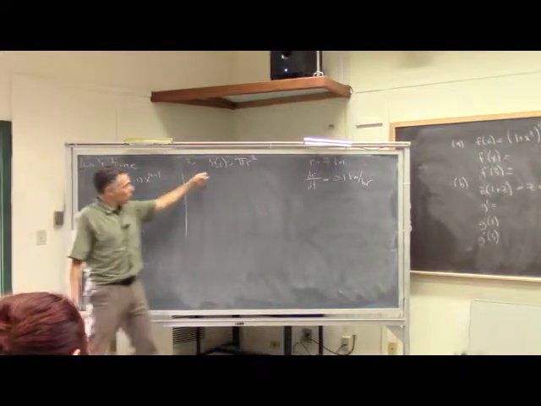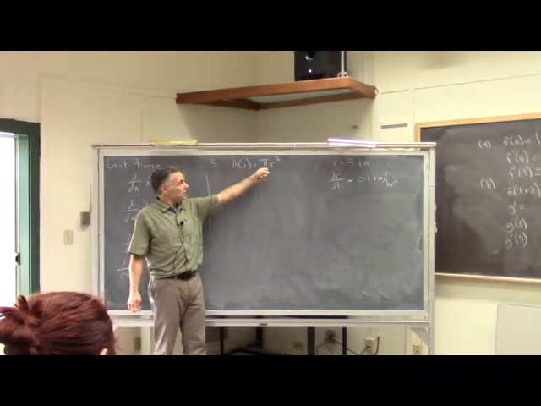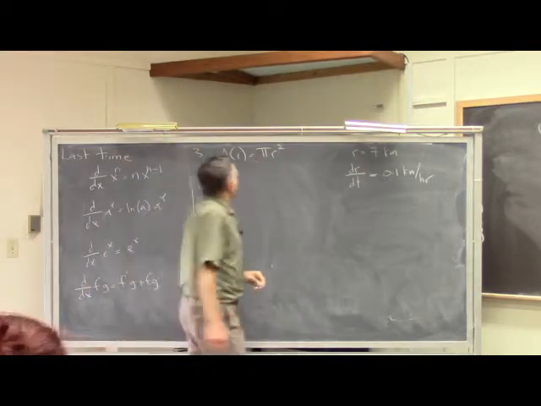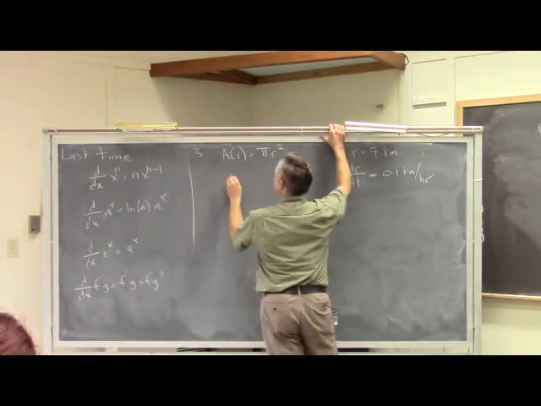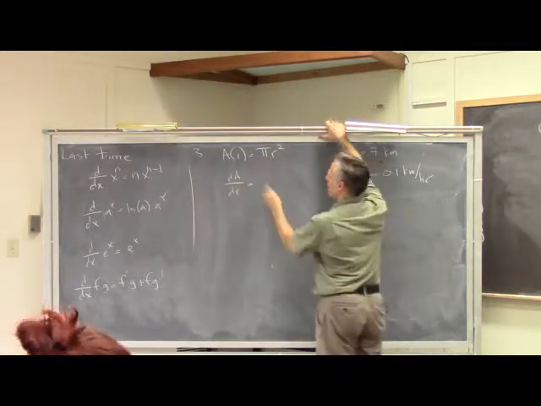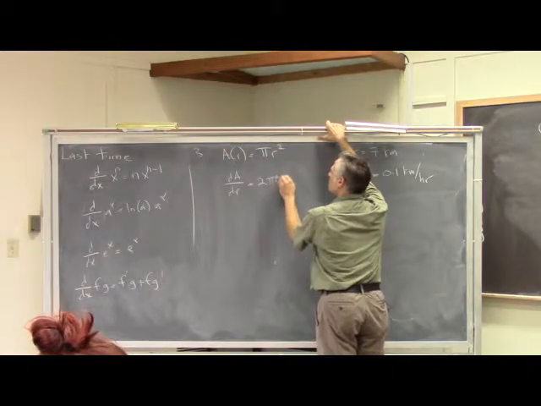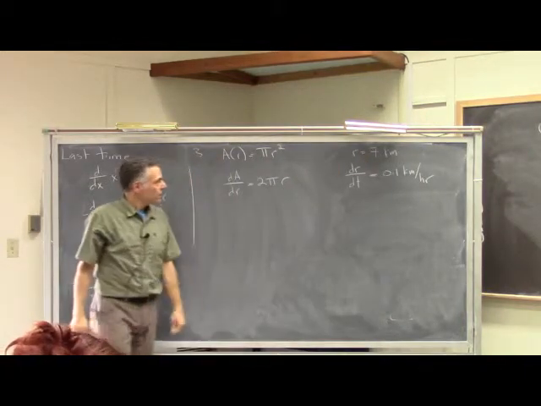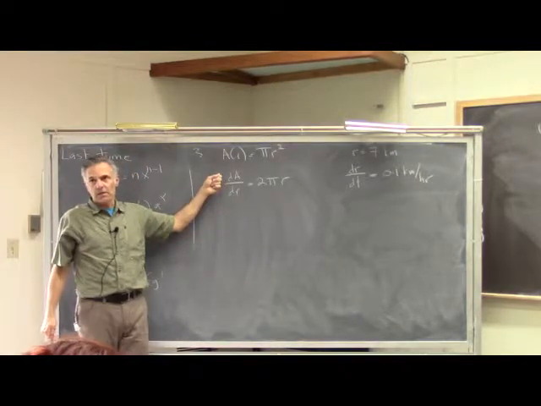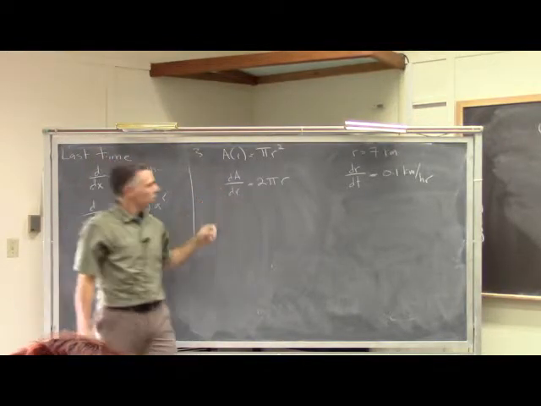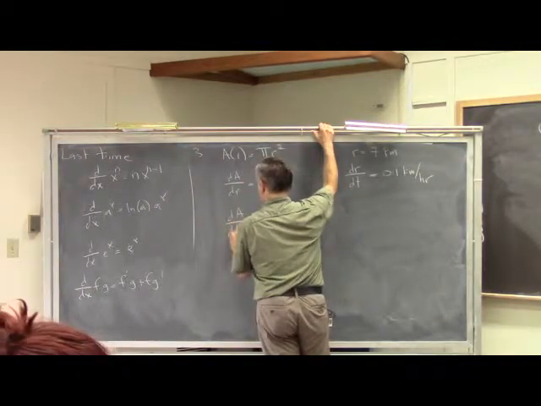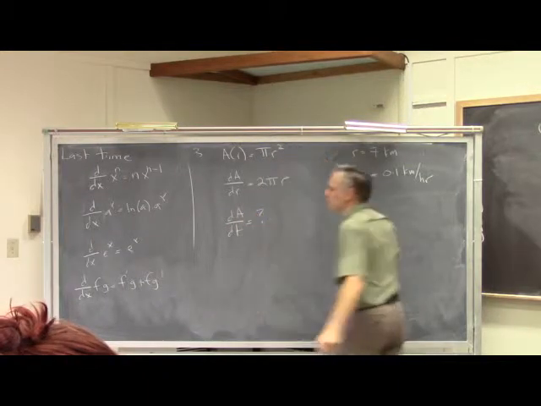So we know area as a function of radius. It's our old friend pi r squared. And we can calculate how area depends on radius. And it's 2 pi r. But what we're interested in this problem is how area depends on time. Right, so we want to know dA/dt equals.